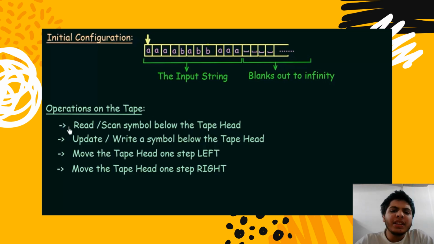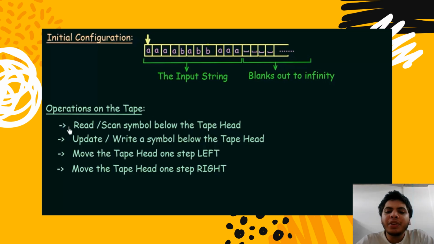And now let us see what are the operations that we can perform on the tape. These are the operations that we can have on our tape. The first one is to read or scan the symbol below the tape head. As I told you, this tape head represents the position at which our current control is present. So you can always either read or write only the symbol that is present exactly below the tape head.